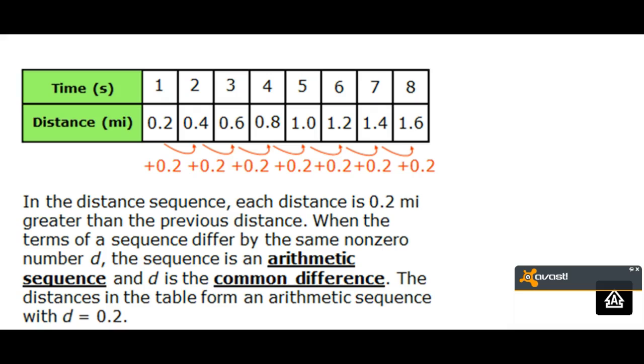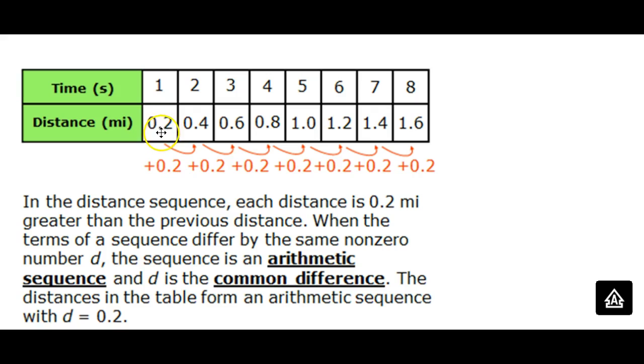I'm counting 1 second, 2 seconds, 3, 4, 5, 6, 7, and 8. The distance is 0.2, 0.4, 0.6, 0.8, 1.0, and so on. Y'all are seeing a pattern there. This one went up by 1 second each time. This went up by 0.2. That means your dependent values, because time is independent, need to be an arithmetic sequence. There needs to be a pattern there.